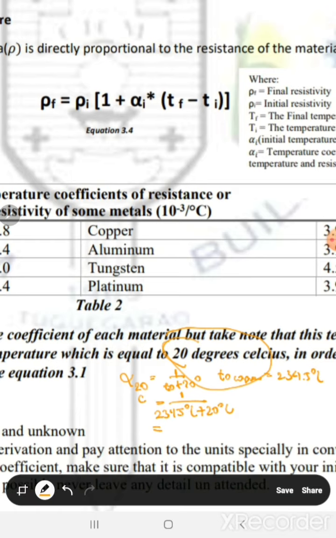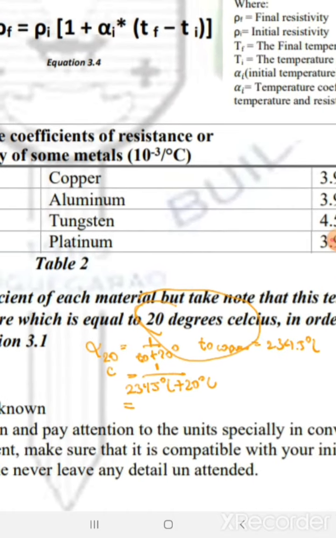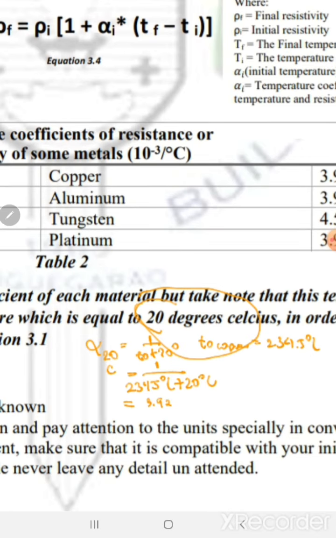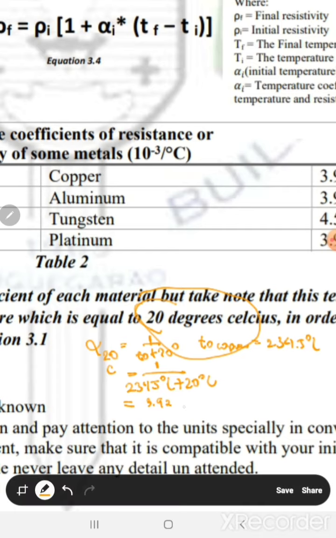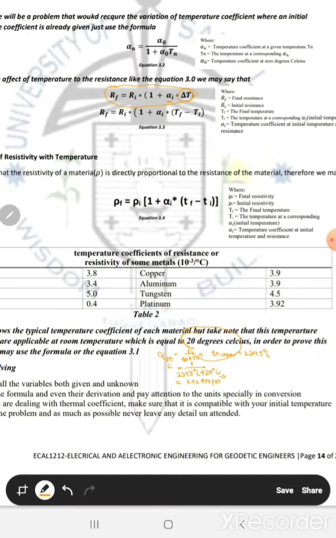1 divided by 234.5 plus 20. You have a value equal to 3.92927 times 10 raised to negative 3. So which is approximately equal to your value of your temperature coefficient of your copper. Okay? So pag hindi kayo convinced sa mga value nito, ang gagawin nyo lang is that i-add nyo lang yung 20 degrees Celsius sa baba kasi nga nasa TO tayo at T1 natin at 20 degrees Celsius. Okay? Sir, ba't nasa 20 degrees Celsius yan? Nasa table yan. Ba't hindi 0?